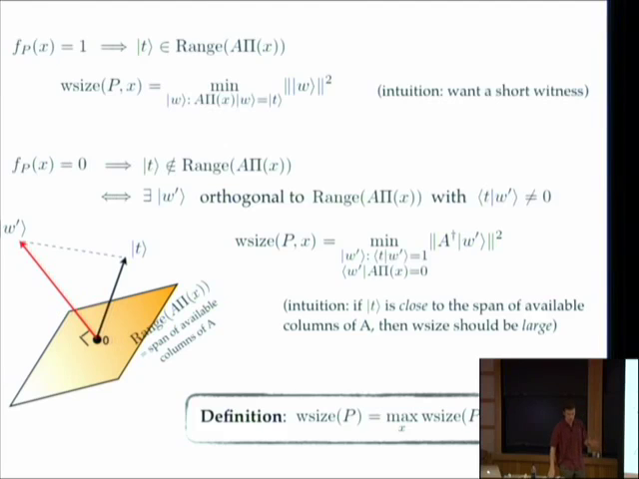I think the intuition here is sort of that if the target is really close to this subspace, then to get inner product 1, you're going to have to make the witness be really long, and so that's going to be very expensive. That's sort of my intuition.